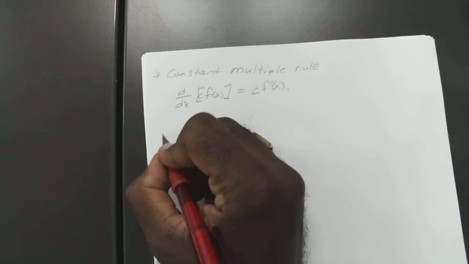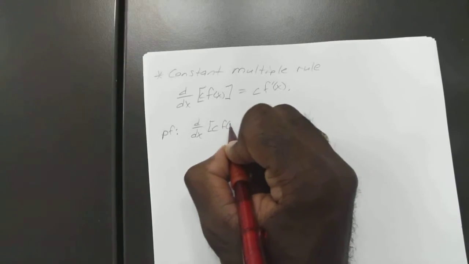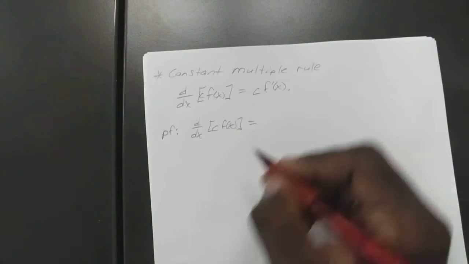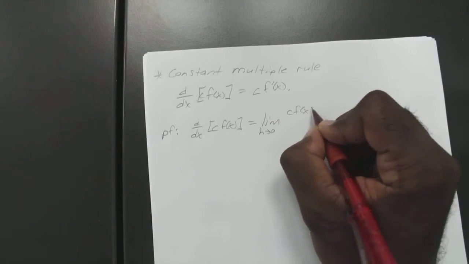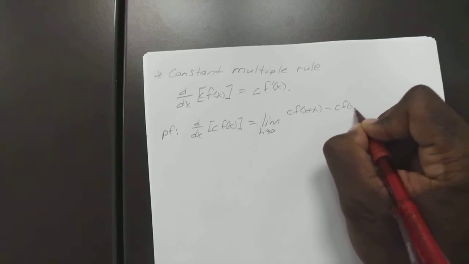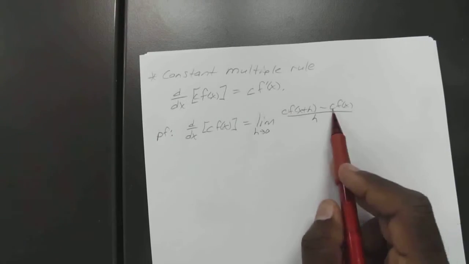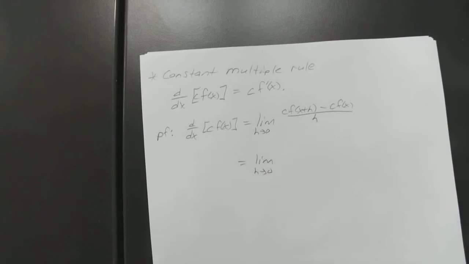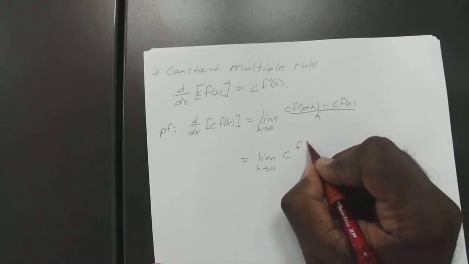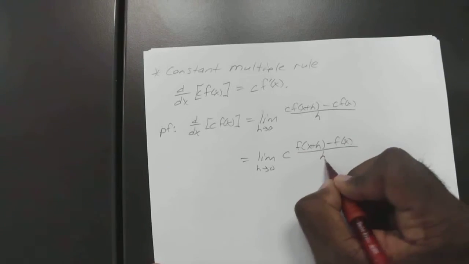Okay, so of course, we have a proof. So derivative with respect to x of c times f of x. Remember, that's just going to be the limit as h approaches 0 of c times f of x plus h minus c times f of x all over h. You see here, you can just bring the c right out to the front. The limit as h approaches 0 of c times f of x plus h minus f of x all over h.